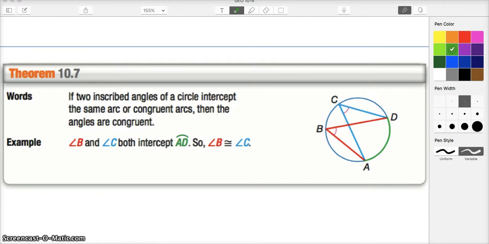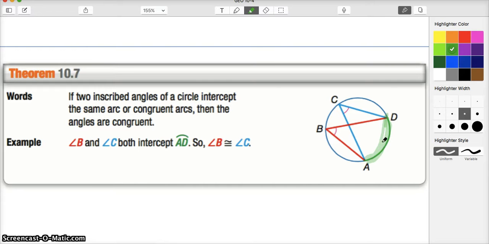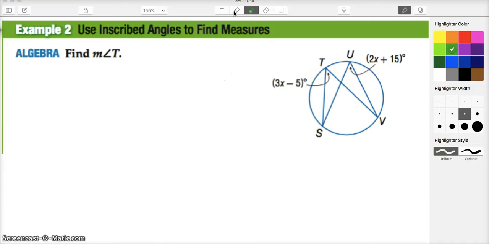And here we have theorem 10.7. In words, the theorem reads, if 2 inscribed angles of a circle intercept the same arc or congruent arcs, then those angles are congruent. Totally makes sense. So let's look at the picture. Let me use my highlighter. The picture has us considering this arc AD. And if you notice, angles ACD and ABD are both intercepting that same arc. What this picture and this theorem tell us is that these 2 angles have to be equal. Not too bad. So we're going to use that fact to answer example 2.